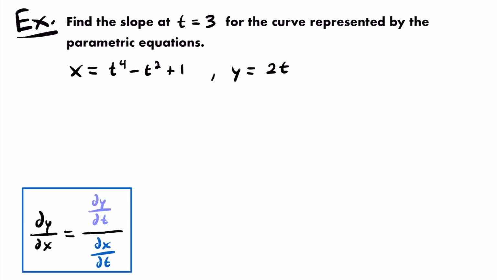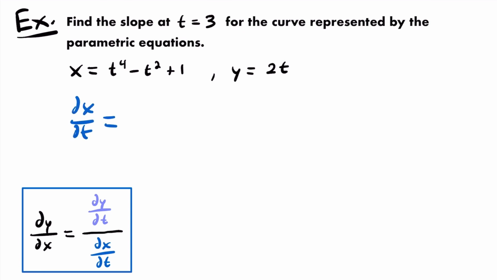And so to find the parametric derivative, we need to know this formula right here, that dy/dx, the derivative, is equal to dy/dt, the derivative of y with respect to t, divided by dx/dt, which is the derivative of x with respect to t. And so let's find dy/dx. Let's take the derivative of x and y with respect to t. I'll start with dx/dt.